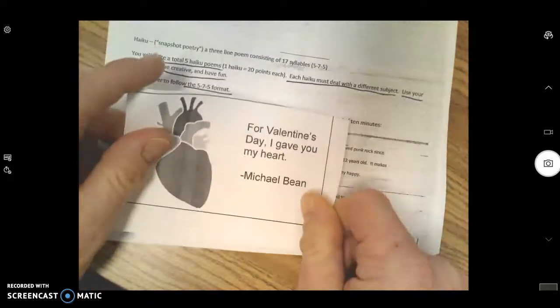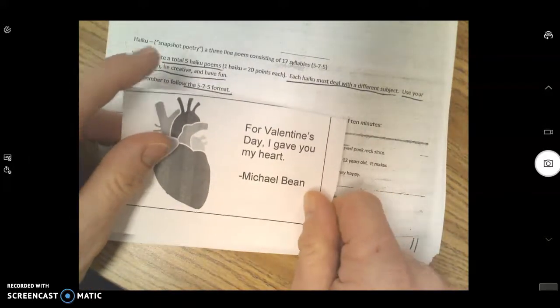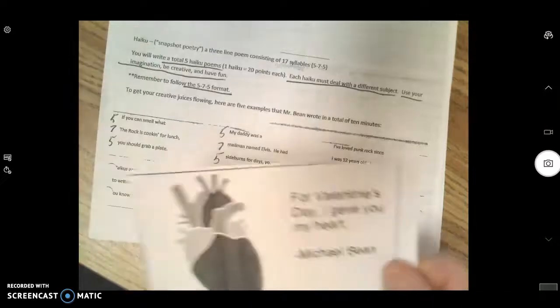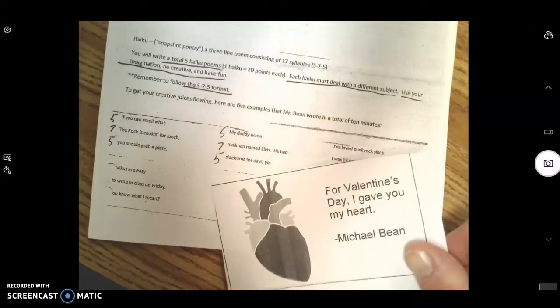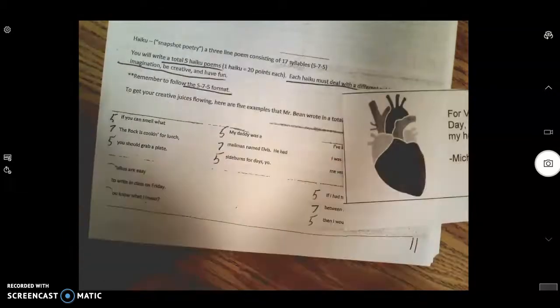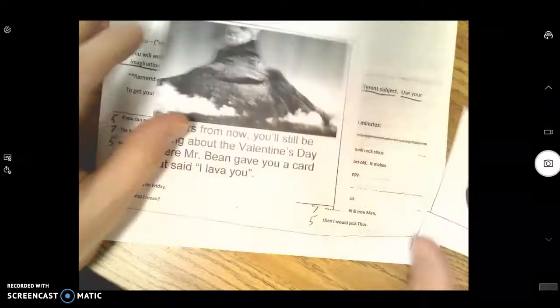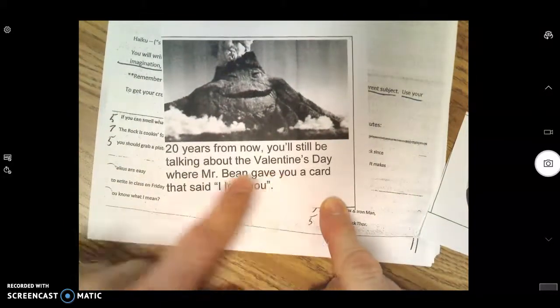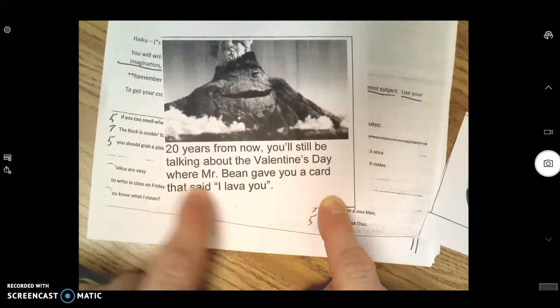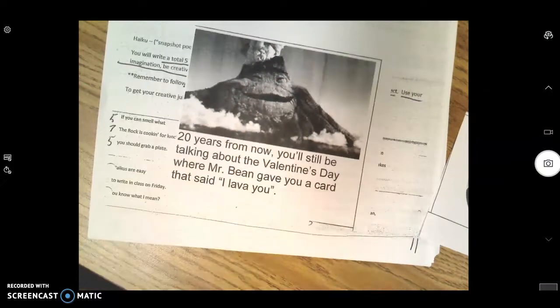Hey, Sunday is Valentine's Day, so for Valentine's Day, I gave you my heart. Funny, right? Funny, where's my other one? I got to show you all this. I know it's completely random, but I have to show you this. Because I gave this to my Tuesday, Thursday kids, got one of these today. And then I said, it's a volcano. It says 20 years from now, you'll still be talking about the Valentine's Day where Mr. Bean gave you a card that said, I love you. Oh, it's funny.